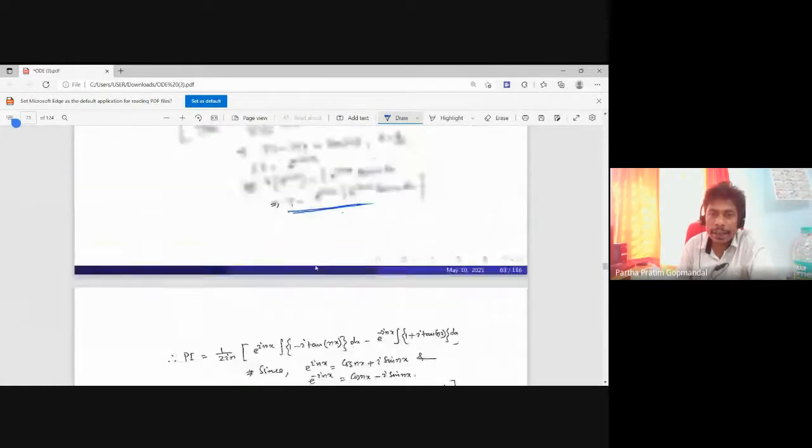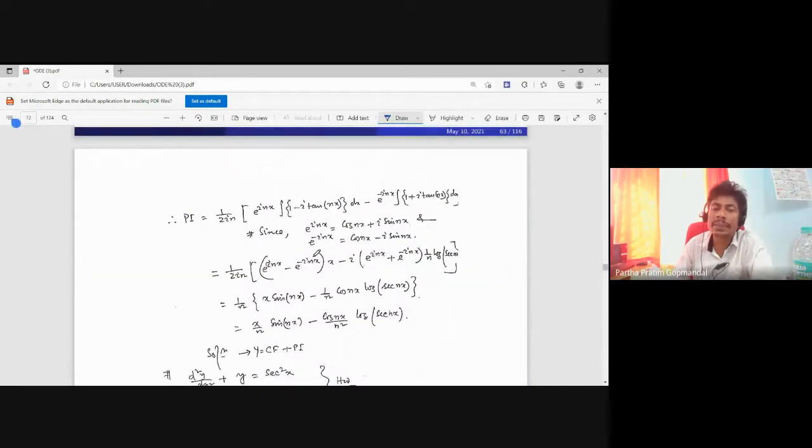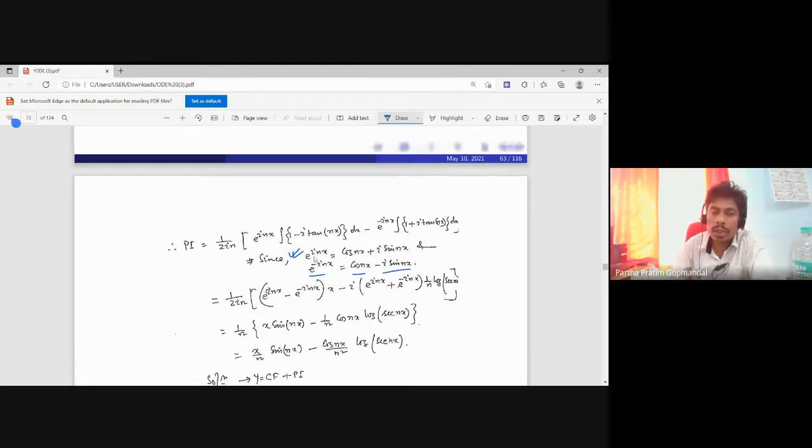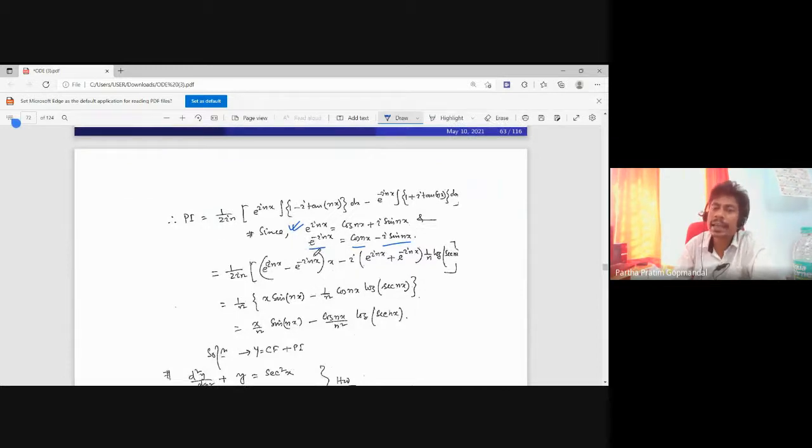See here, you can write e to the power inx or minus inx in terms of cosine and sine functions. That is the exponential formula for complex numbers. e to the power inx is cos nx plus i sin nx. Likewise, e to the power minus inx is cos nx minus i sin nx. So you just replace e to the power inx and minus inx by using the complex form, and then integrate it. This is a standard integration, I guess you can do. However, I have shown the derivation here, and see that the answer turns out to be free from complex numbers.